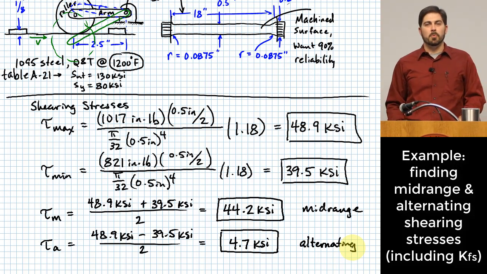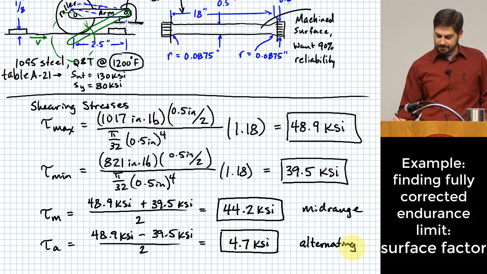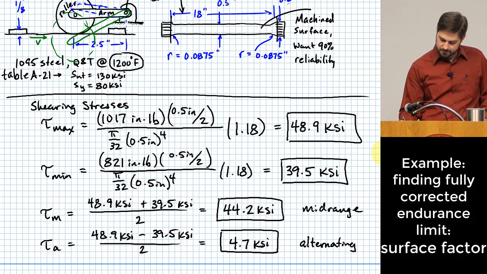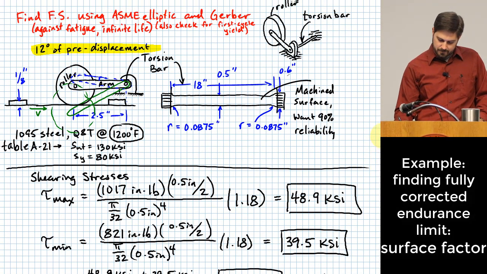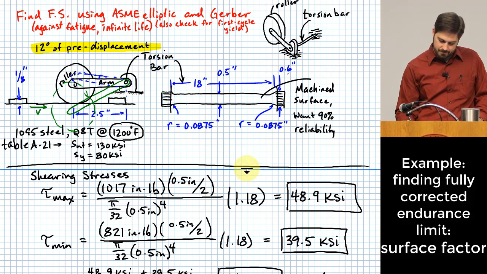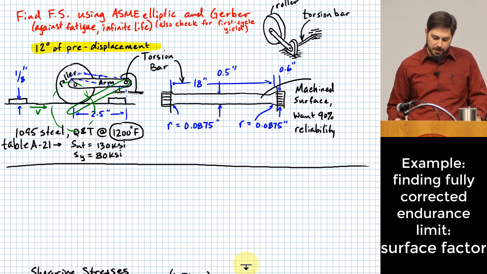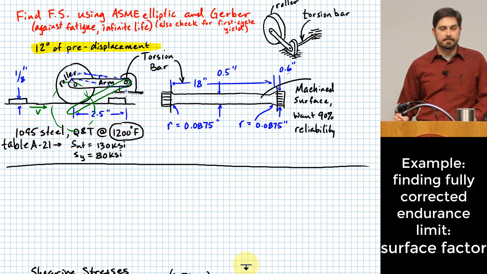Okay? But we need one other factor as well. What's the other factor we need? SE. We need our fully corrected endurance limit.